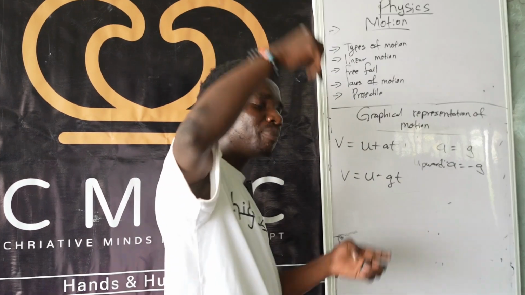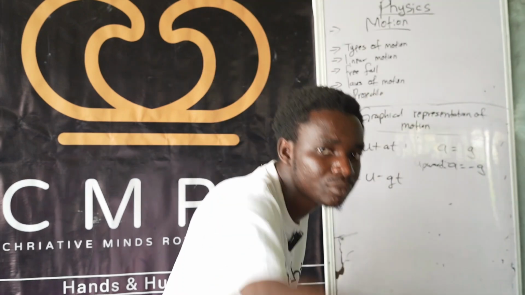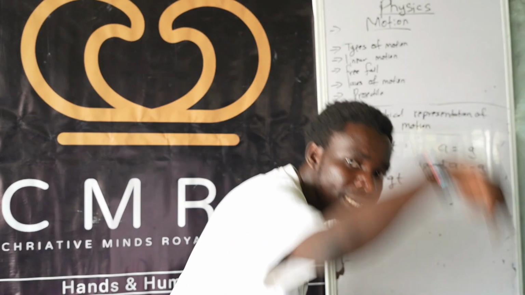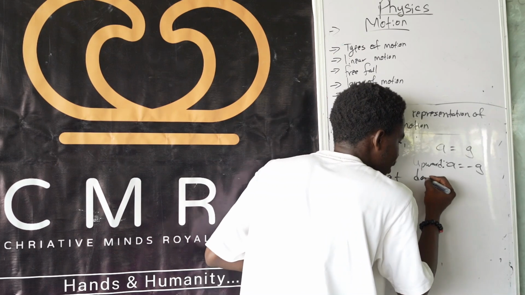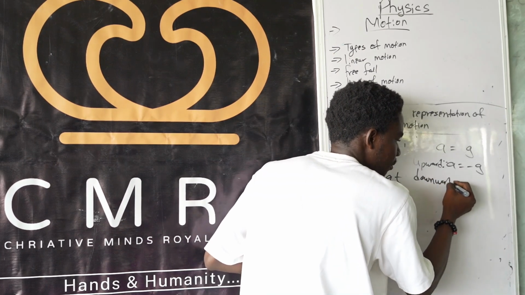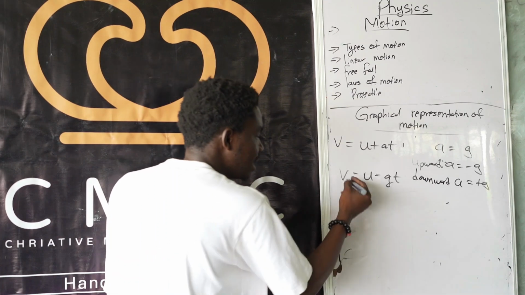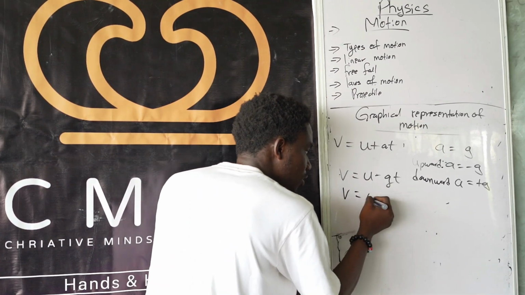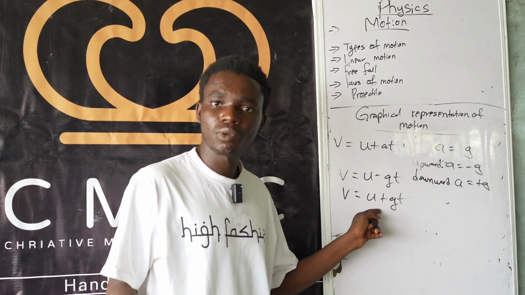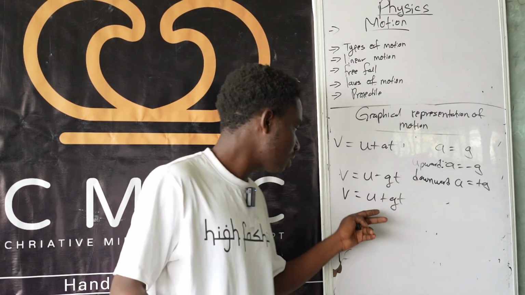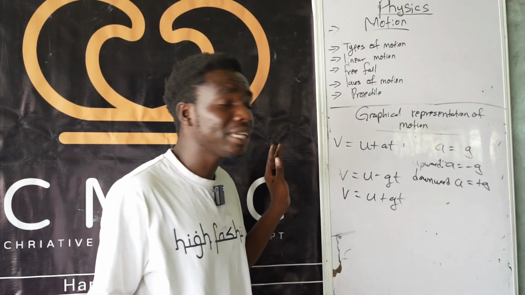But let's assume I'm trying to pluck a mango and the mango is coming down from the top. If it is downward, my a will be positive g. So this same equation will be v equals u plus gt. Minus is when it's going upward, plus is when it's going downward.